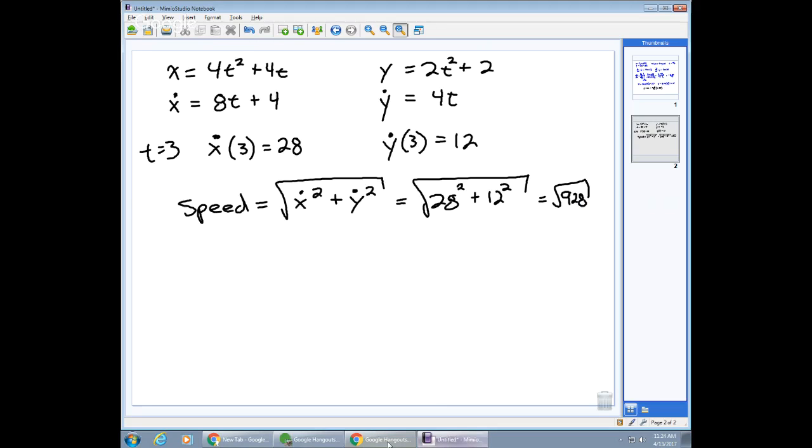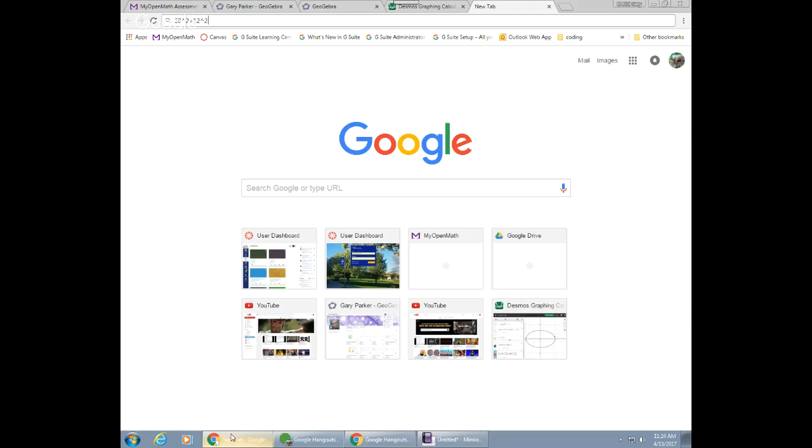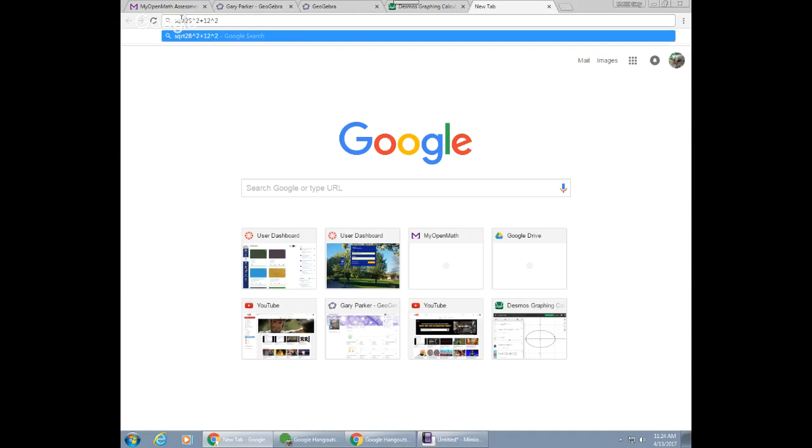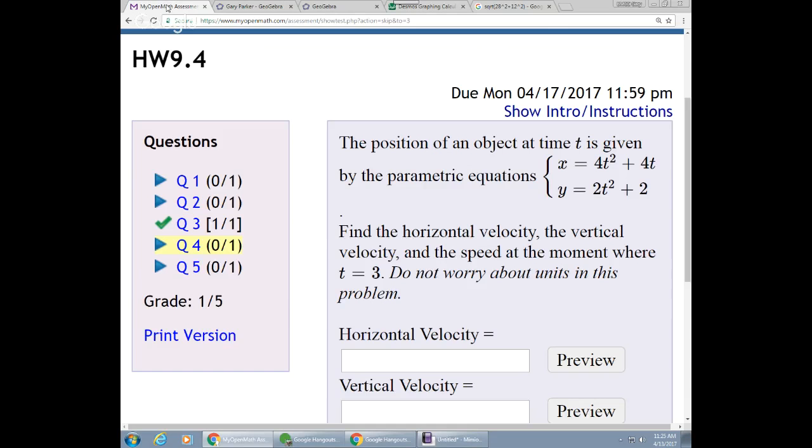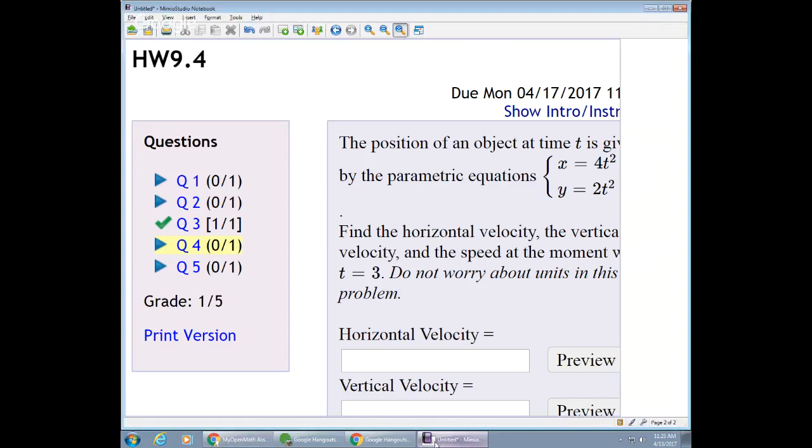Which is approximately what? Let's see. Square root of all that, 30.463-ish. Usually if I'm worried about accuracy, I take it out to 4 places in the program, and I usually do all right. So 30.4631, let's say. Oops, where's my notebook?